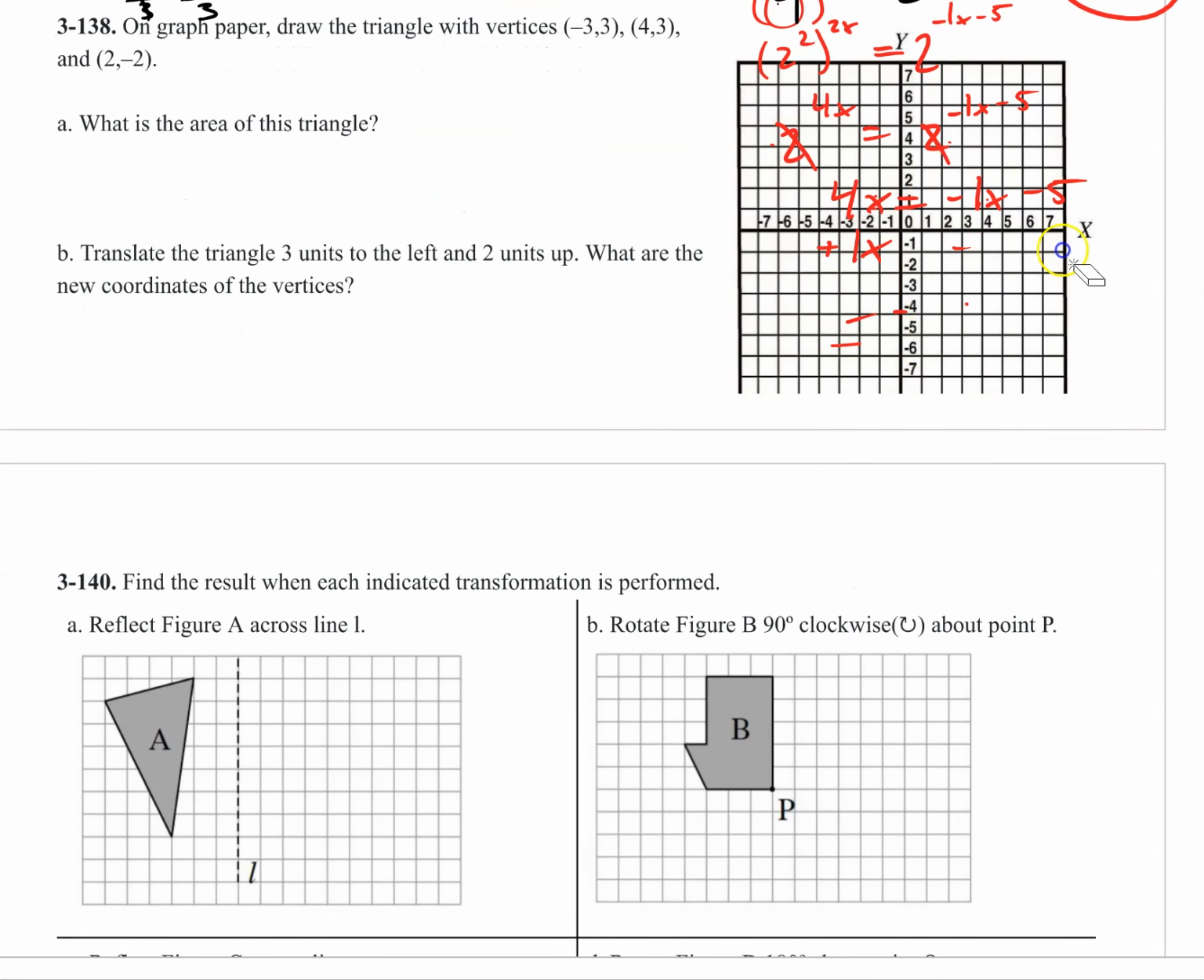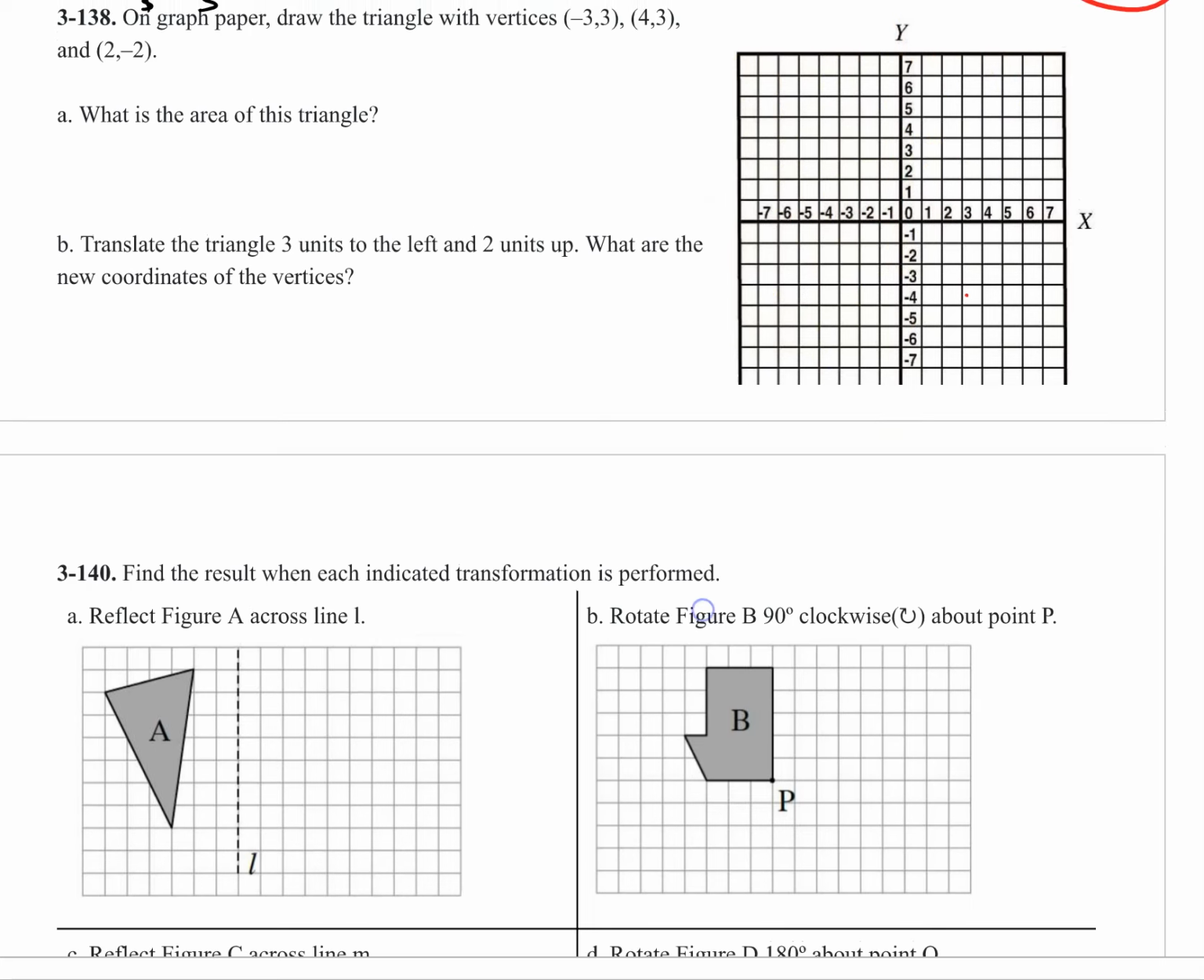On to 3-138. On graph paper, draw this triangle with the vertices negative 3, 3, 4, 3, 2, negative 2.